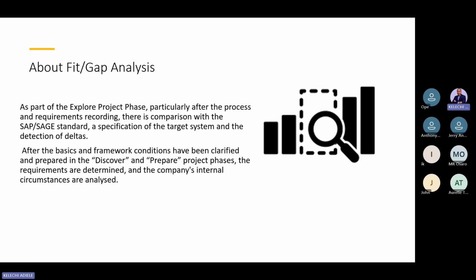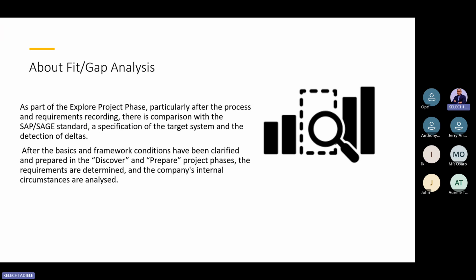For example, create invoice is one business process. Can we create invoice in Sage or SAP? If that is a yes, it's a fit. Another example is make automatic payments. Currently they do automatic payments. You now go to the system. Can we make automatic payments in the system? If it's a yes, it's a fit. So that's what you have to check.